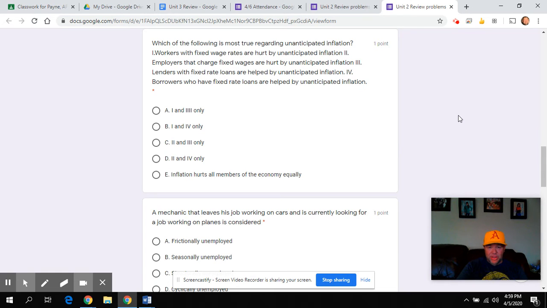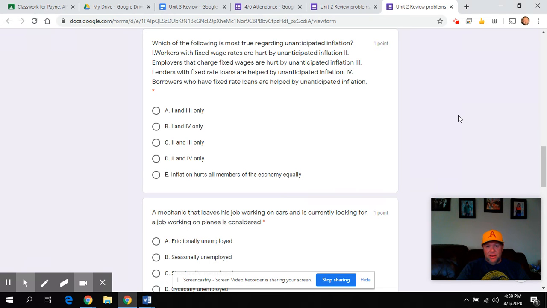2, employers that charge fixed wages are hurt. No, if they're paying you a fixed wage and there's inflation, they're suddenly going to have a lot more money, and they're paying your salary in money that's worth less than what they should be, so they're actually helped by it. 3, lenders with fixed rate loans are helped by unanticipated inflation. No.